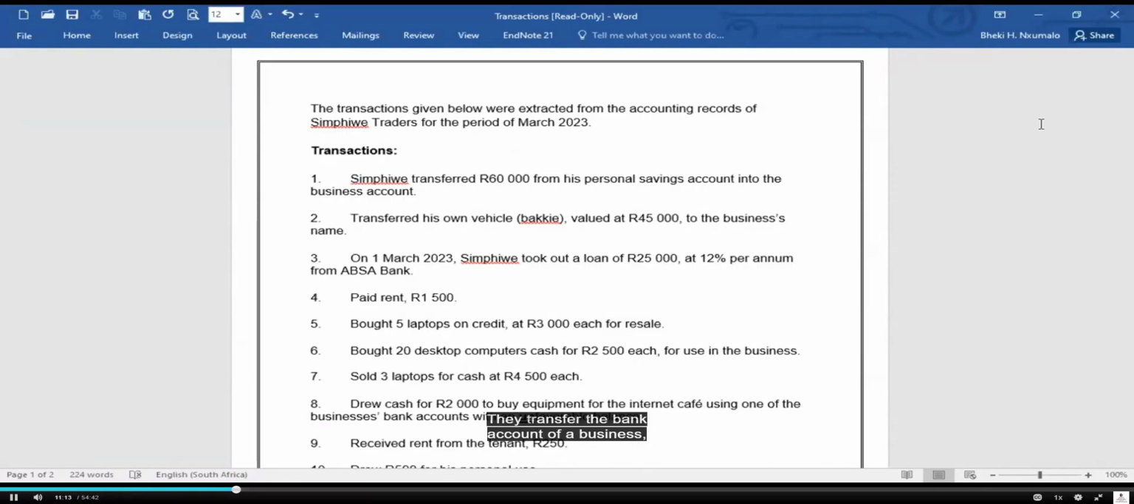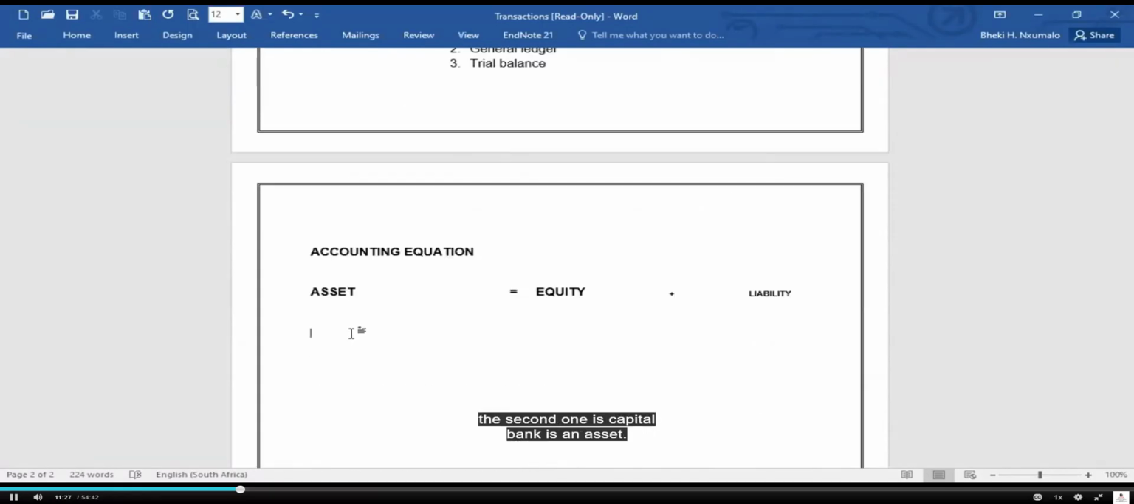All right, let me answer this section. Let's classify those two accounts. The first one is bank. The second one is capital. Bank is an asset. So in the asset account, there is plus 60,000. Please make sure you write 60,000.